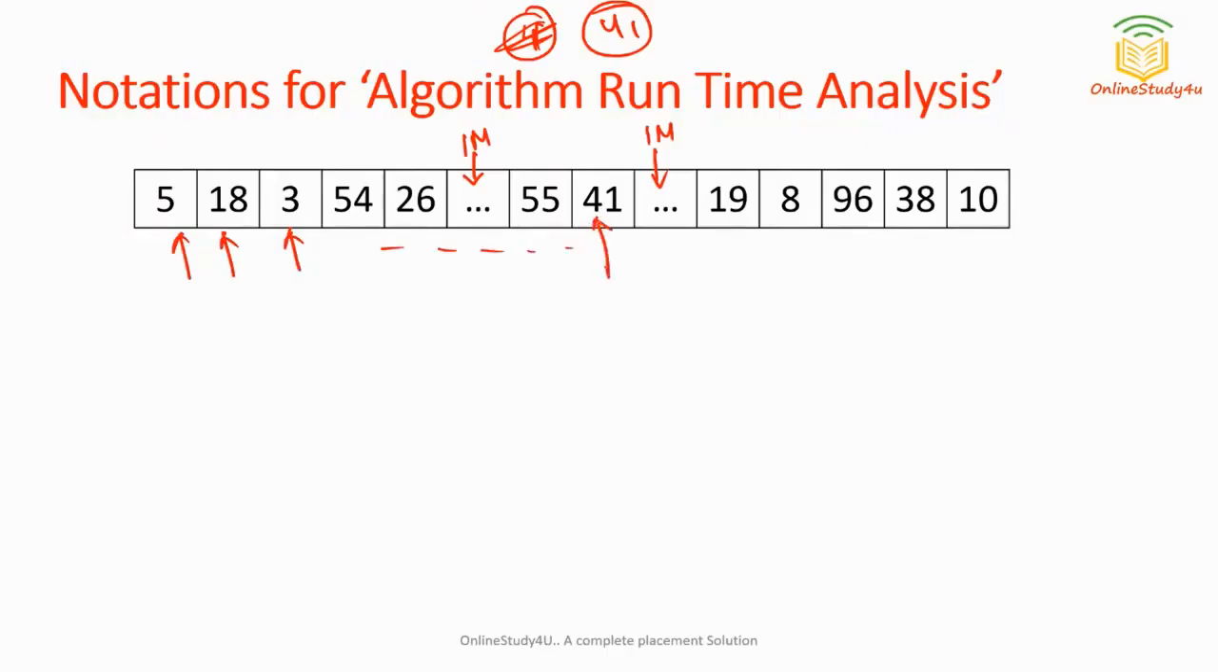So the algorithm, the code will stop here. So this is a linear search. Everyone knows this, I hope. What is a linear search? When we search for an element in an array.